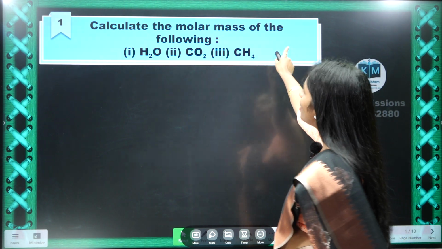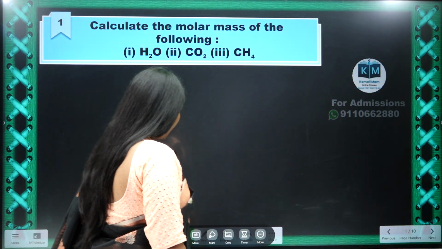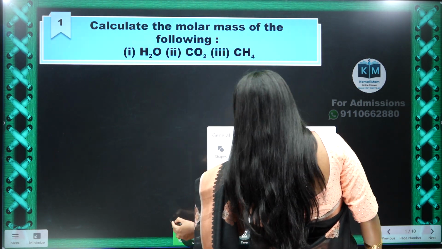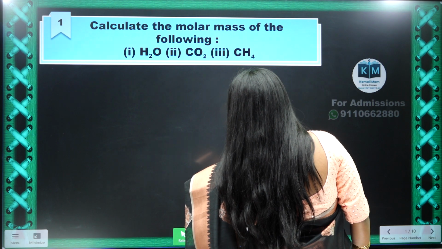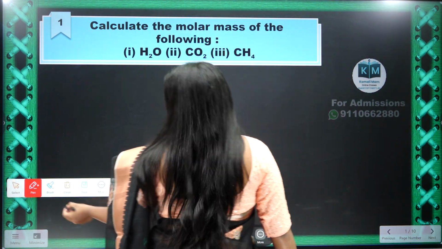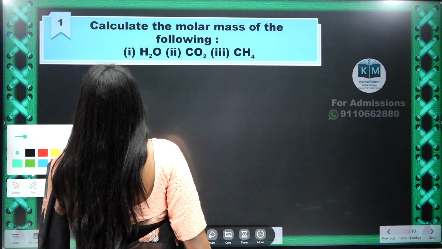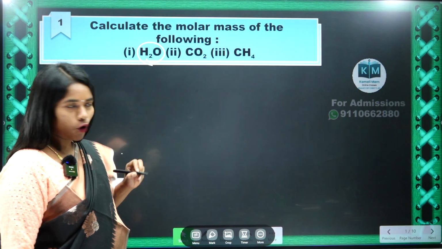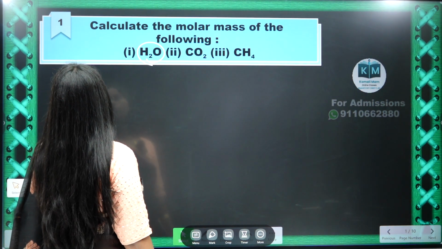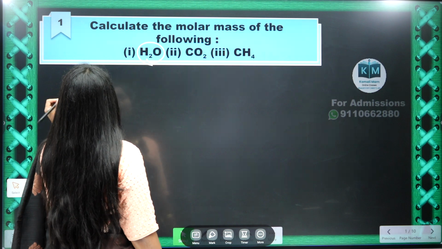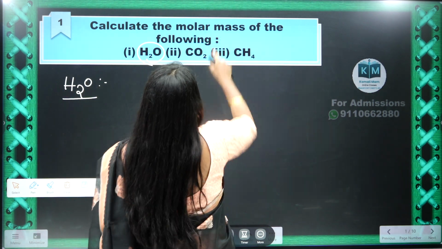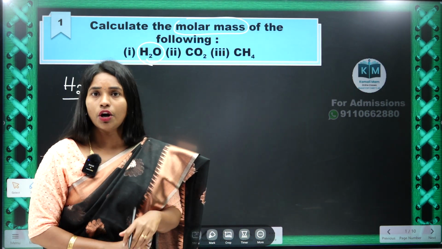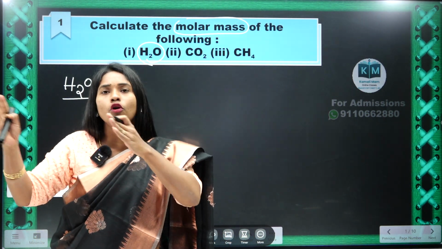Calculate the molar mass of the following. How to calculate molar mass? Every point I'll tell you. Which molar mass do you have to calculate? Water molar mass, H2O. How to calculate H2O molar mass? Molar mass means mass of 1 mole of substance. What do you mean by molar mass? Mass of 1 mole of substance.